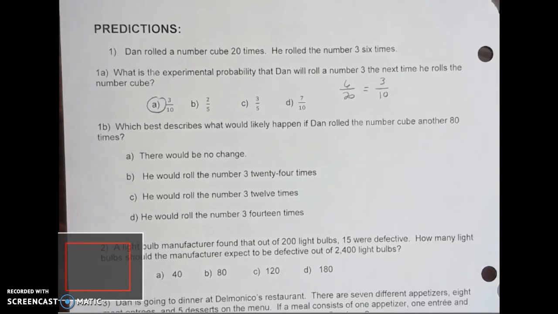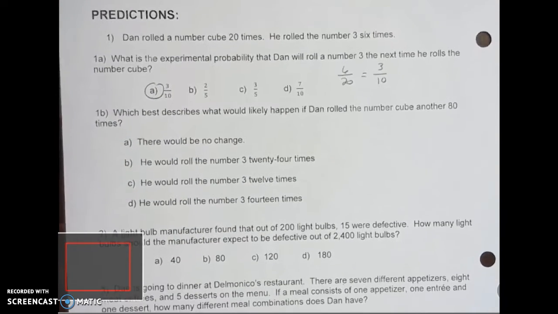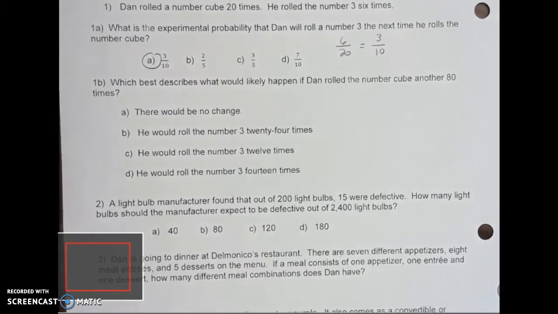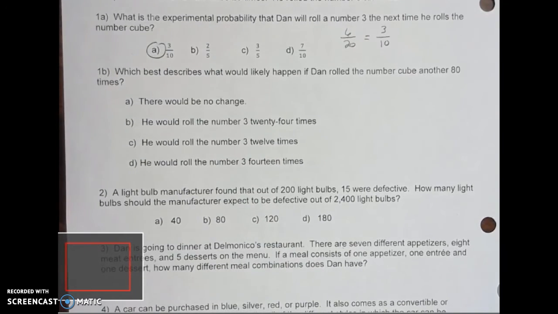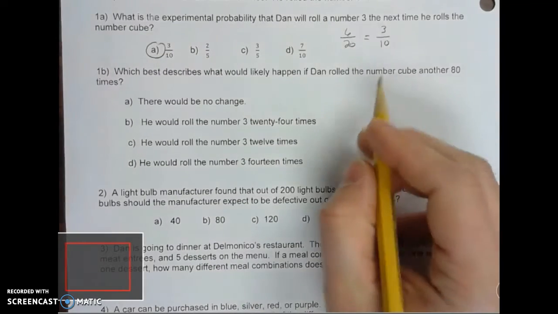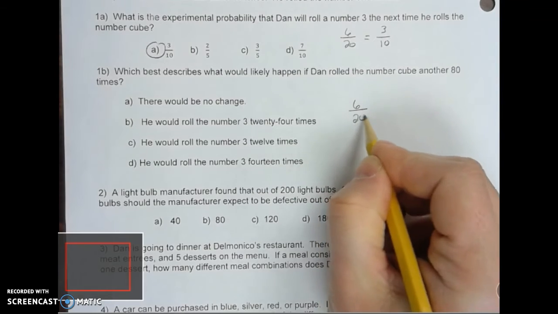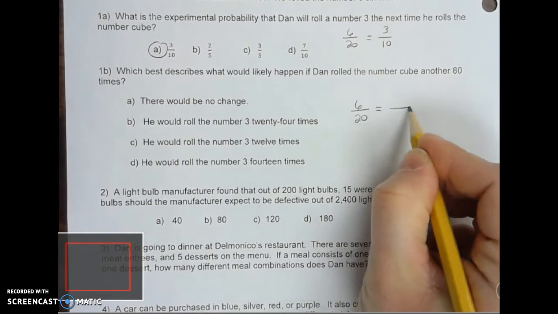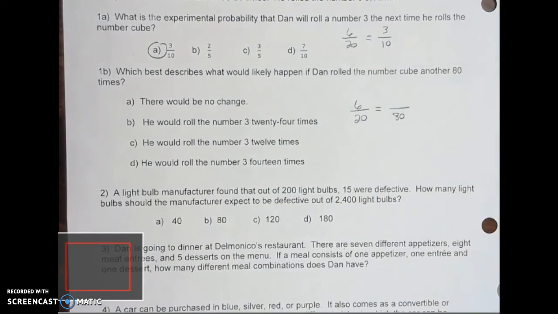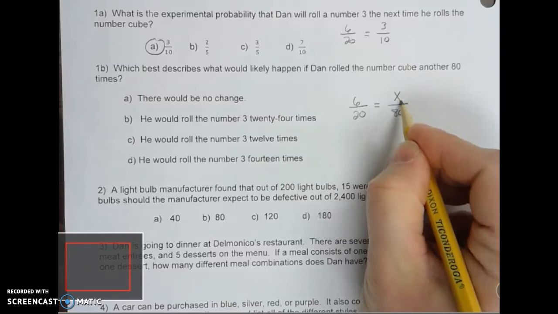The follow-up to that, in part B, says, which best describes what would likely happen if Dan rolled the number cube another 80 times? And so we're going to predict from what happened before. We knew that 6 out of the 20 times that he rolled it before he landed on the number 3. We're going to set that equal to a probability out of 80. Since we're going to roll the number cube another 80 times, how many times is he going to land on the number 3?